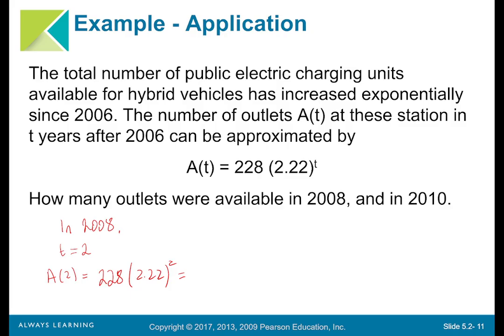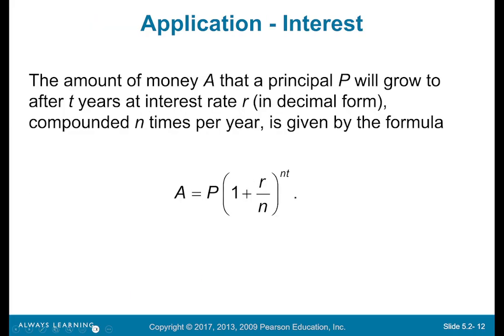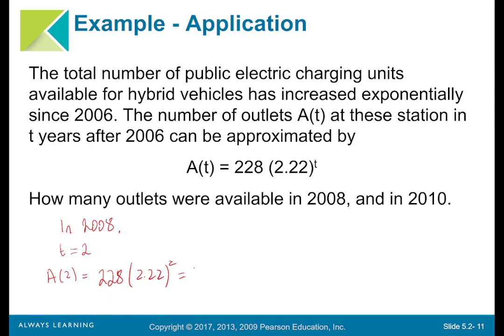So let's go back to our graph. We have 1,123.68. And that is how many outlets were available in 2008. Now in 2010, we're looking at t equals 4, since it's 4 years since 2006. So we plug it in. Let's find A of 4.